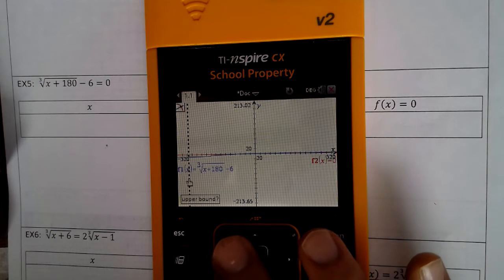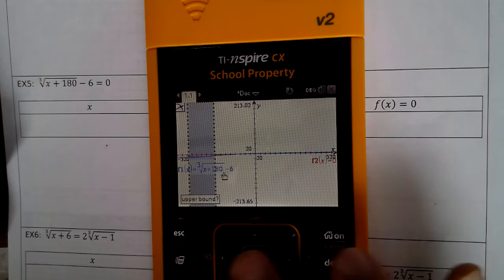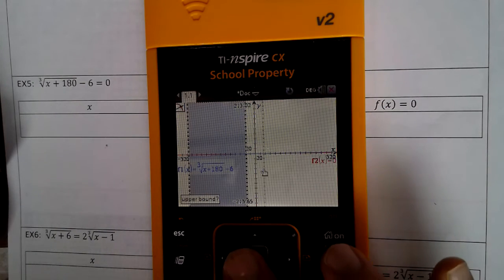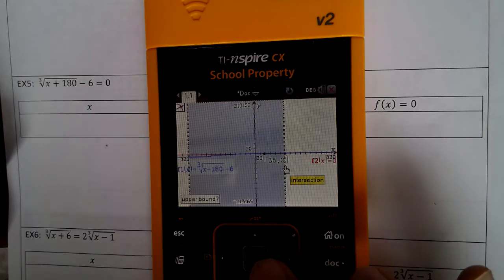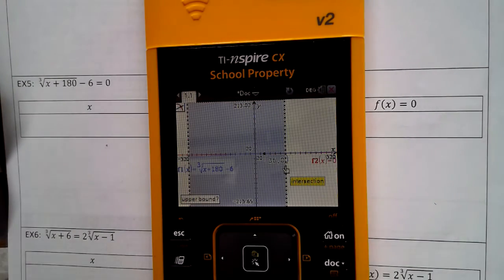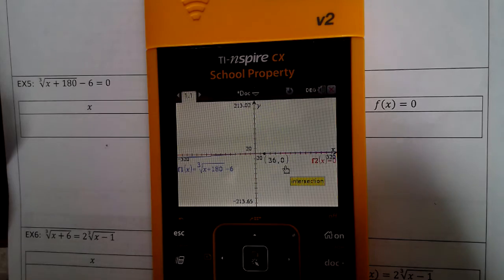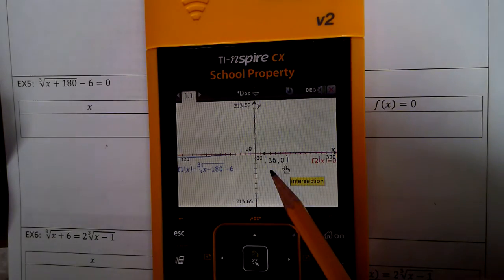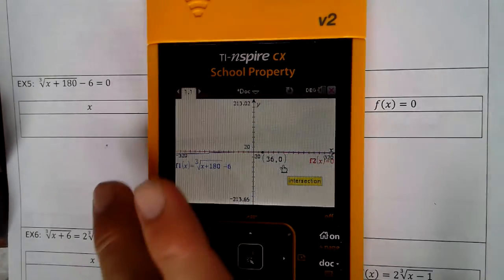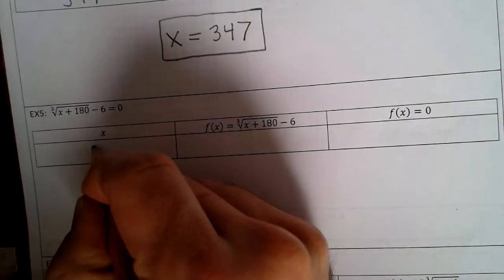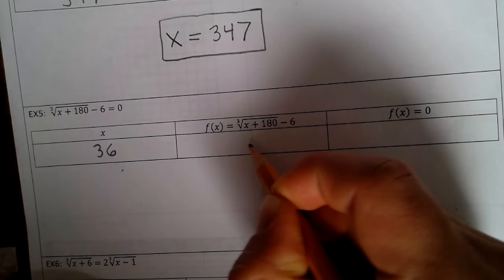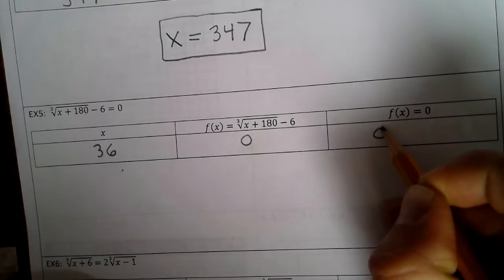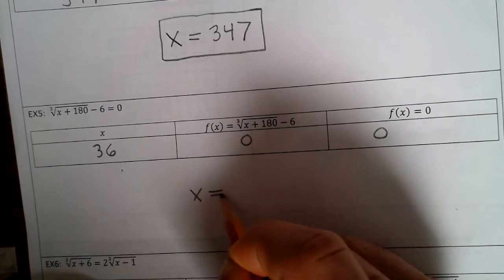You see the word intersection? Click so we can see that the solution is 36, 0. Okay? So when x is 36, both the left side and the right side would be 0. So x equals 36. All right. So now let's go ahead and finish up example 5.